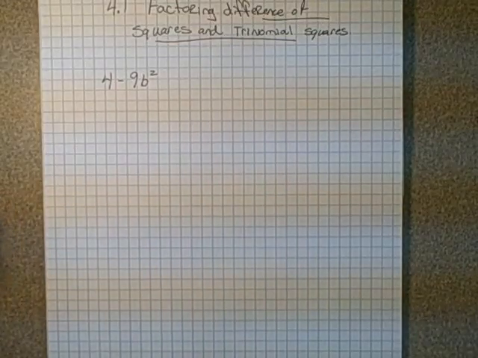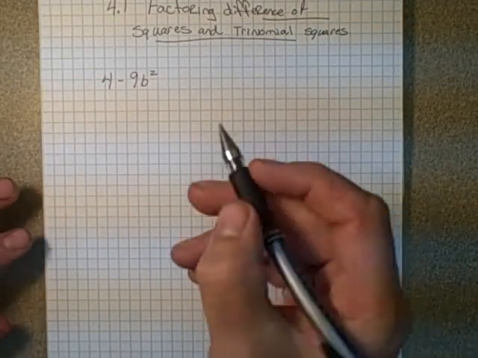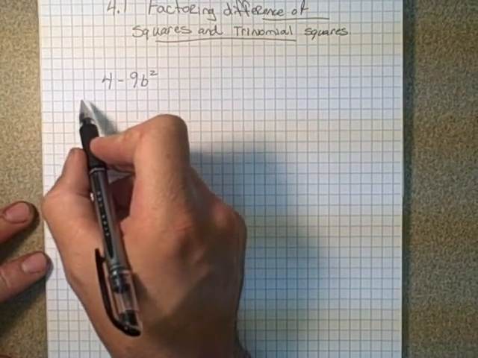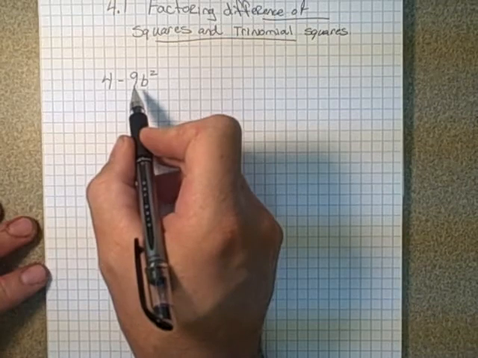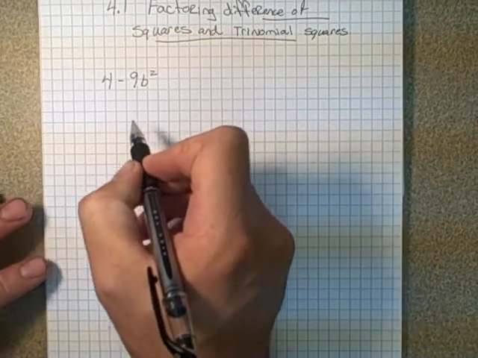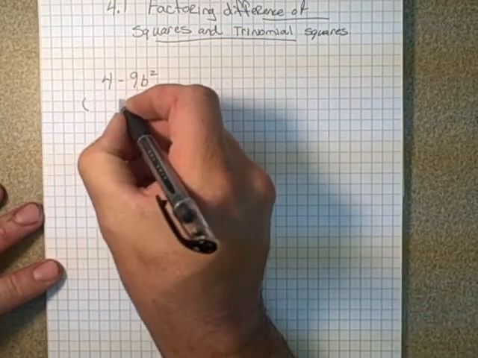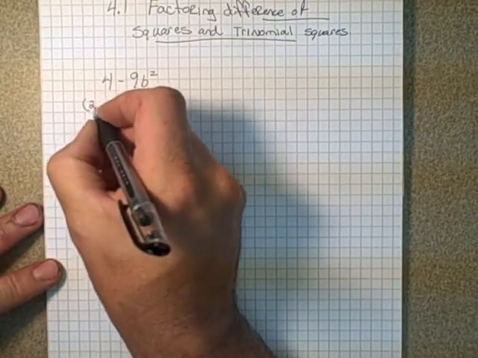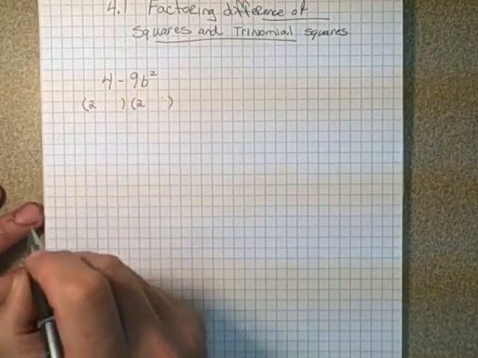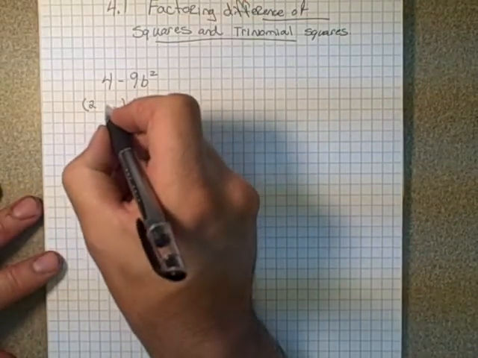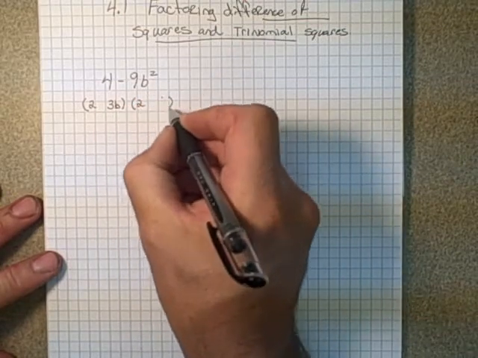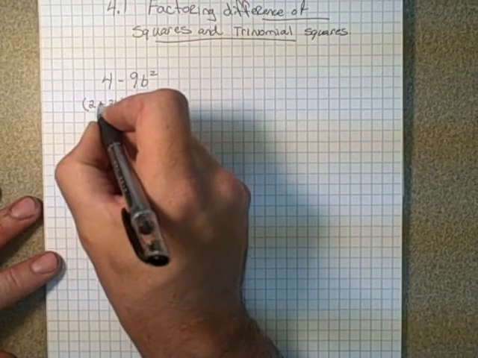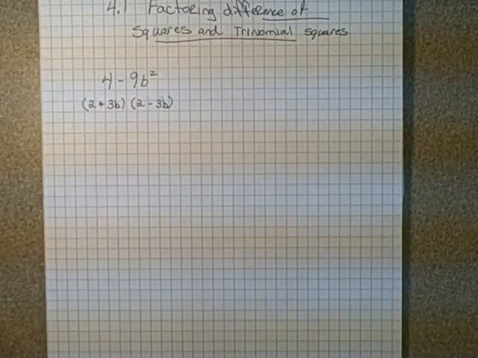So that will basically break down into two binomials of different signs, where the square root of the first term is the beginning of each binomial, and the square root of the final term is the end of each binomial, with the signs in between being different. So what you do there is you put your binomials out. Square root of 4 is 2, and the square root of 9b squared is 3b. So that would be our two terms, and then because it's a difference of squares, one is positive and one is negative. So that's basically how you do the difference of squares.